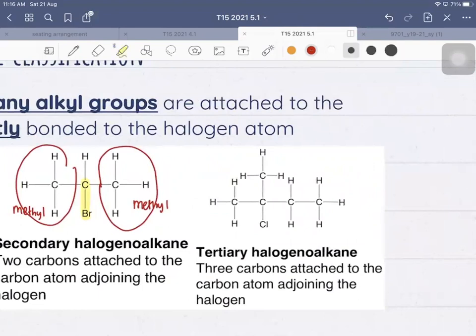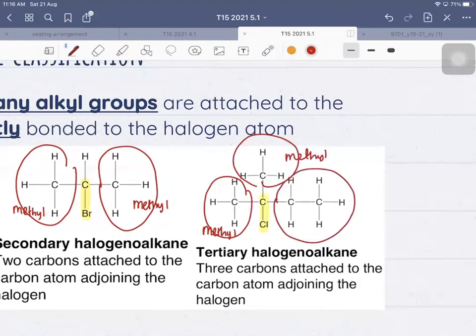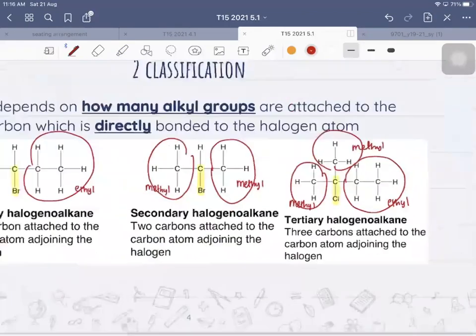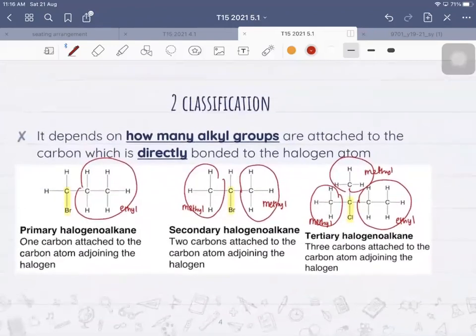Next, again, spot out your carbon-halogen bond. And you want to look at the bonds that are directly attached to it. So you have a methyl, another methyl group. So that's already second. And the third one is your ethyl group. Okay, so this is why it's called a tertiary halogenoalkane. So it works the same way, just like how you would classify your carbocations. It depends on the number of alkyl groups attached to it.